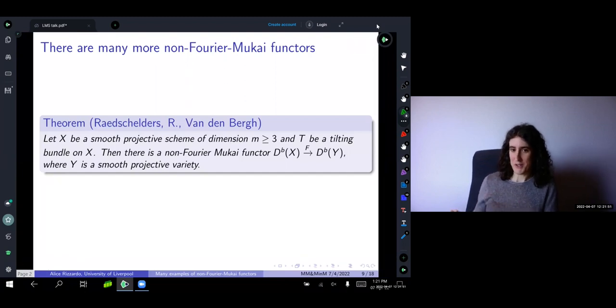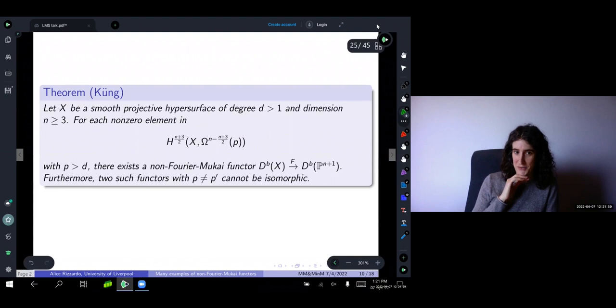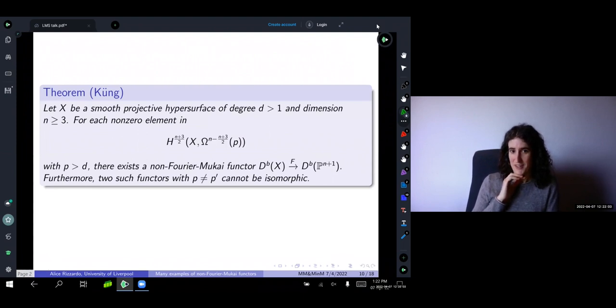I'll talk about this a little bit later, but before we move on, I also want to talk about another result. This is my PhD student's thesis, which he just defended two weeks ago. What he can do is make it work in a nicer way.